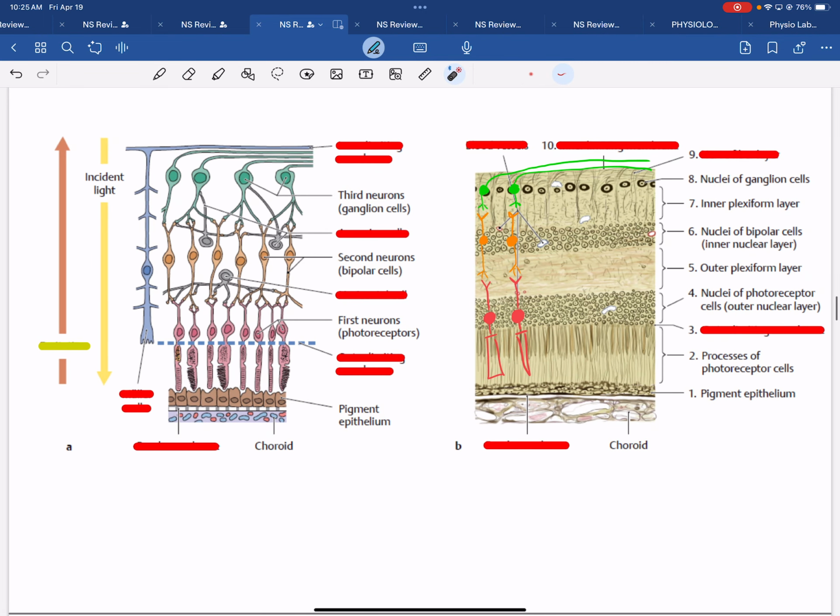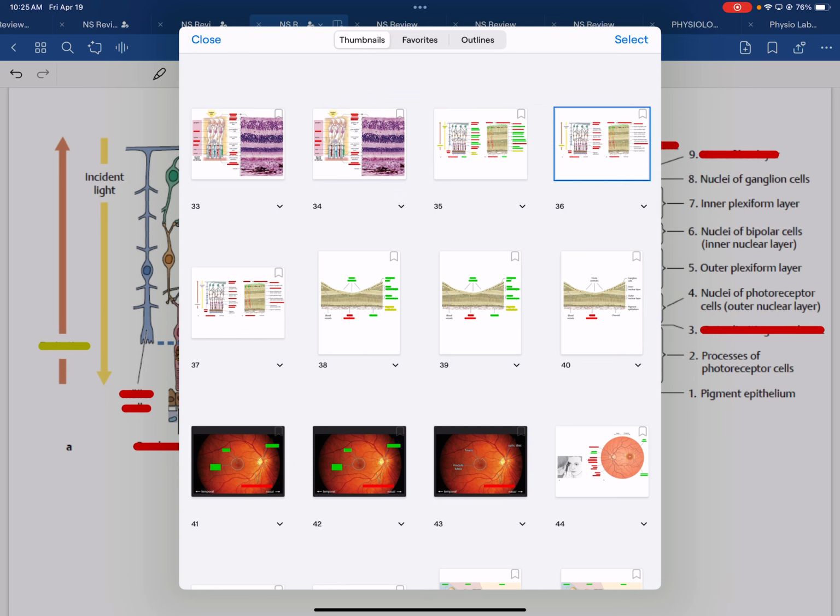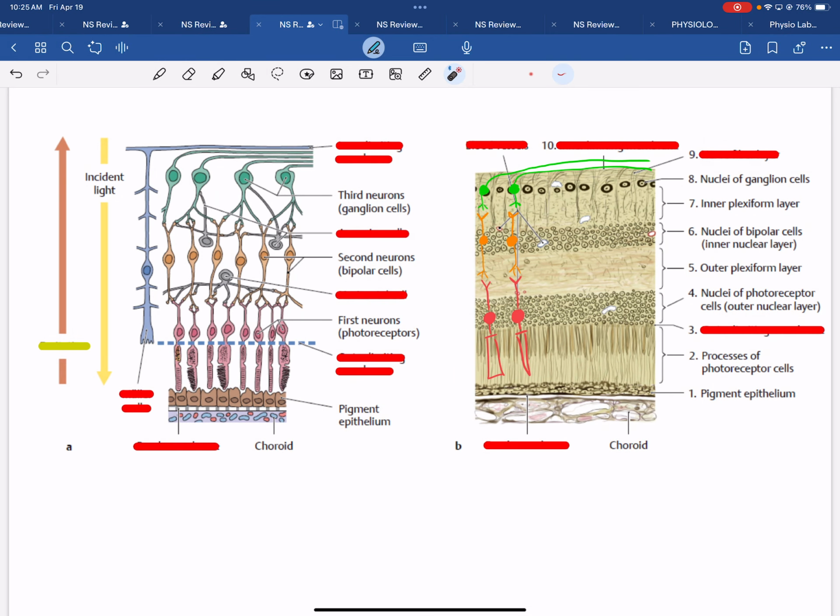So this is how it works, right? The light comes in, and then it hits the outer segments, and then the phototransduction occurs. That's what sends the signal up, and then into the axons of the ganglion cells, and then into the optic nerve. So there's only 2 synapses? There's only 2 synapses that we're talking about here in the retina, yes.